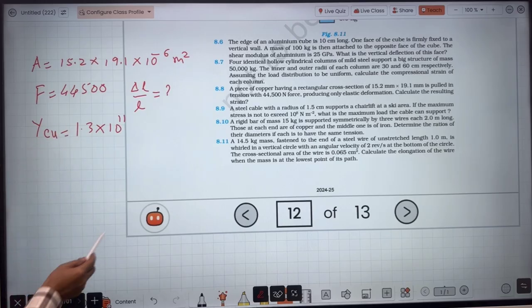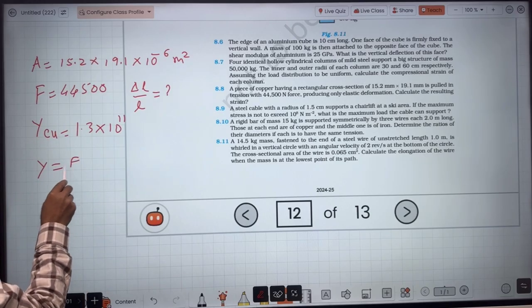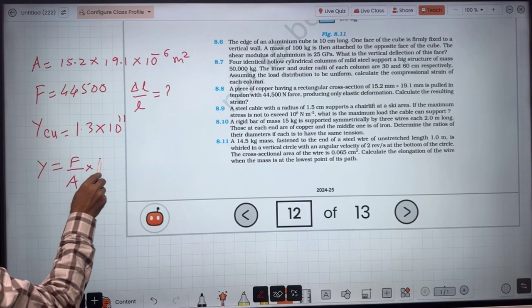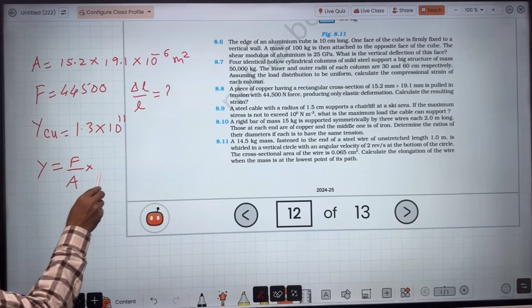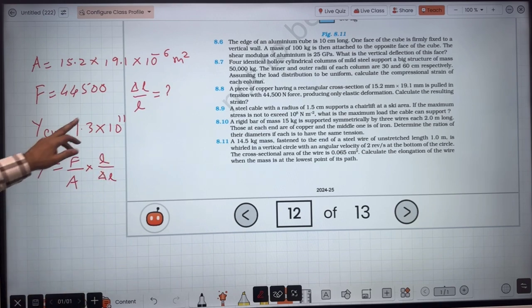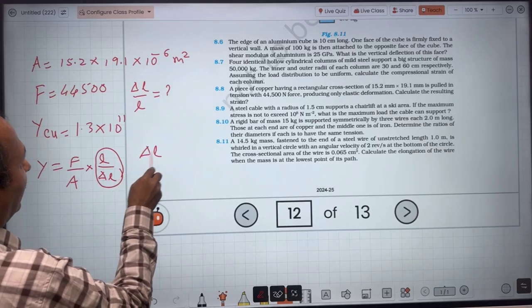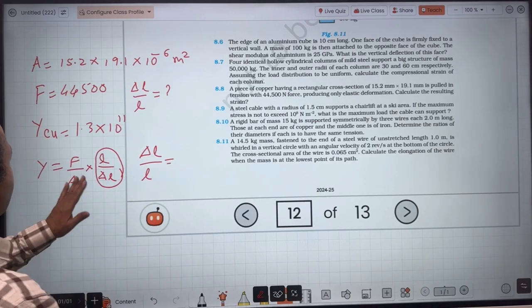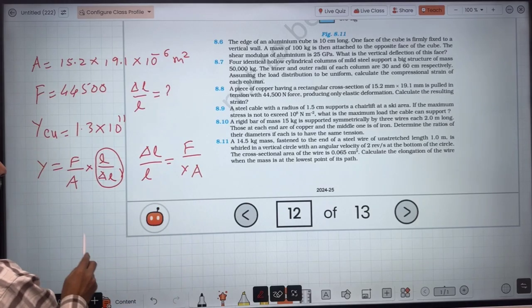Now you can proceed. Young modulus is given by force upon area times delta L upon L. Is it correct? No, it's not correct. Correct is F upon A divided by delta L upon L. Now, what is our concern? We have to find out delta L upon L. The same thing is to be done. Just write it as delta L upon L equals F upon Y into A.